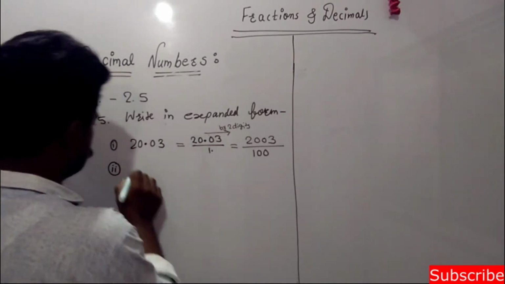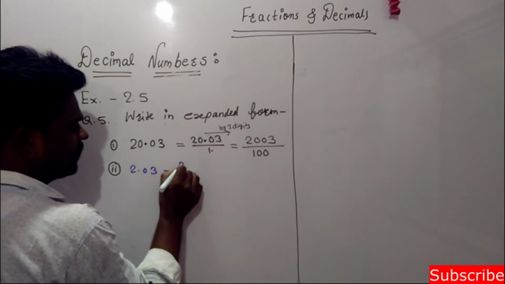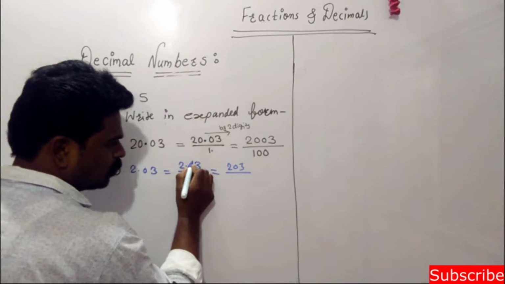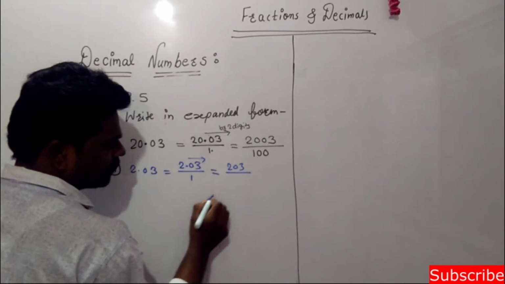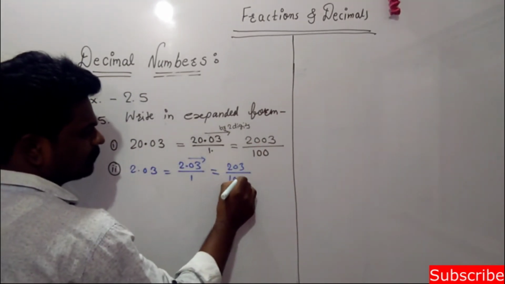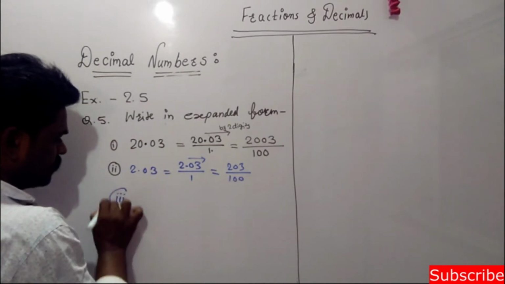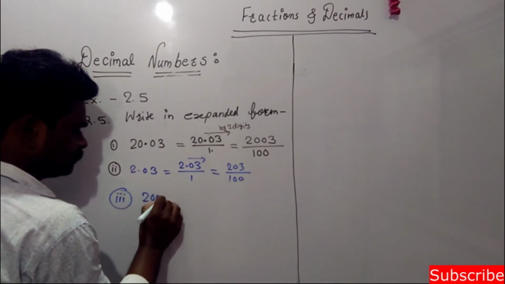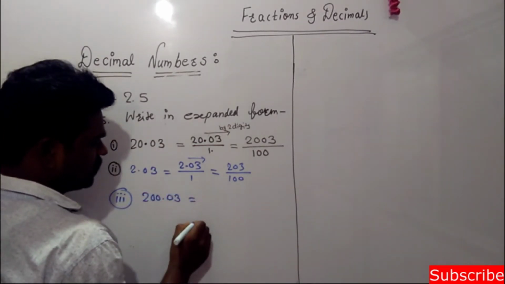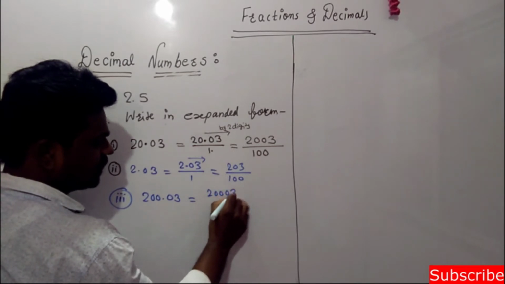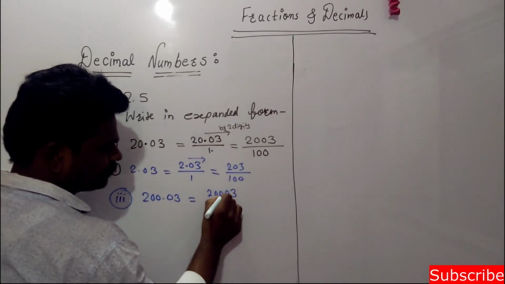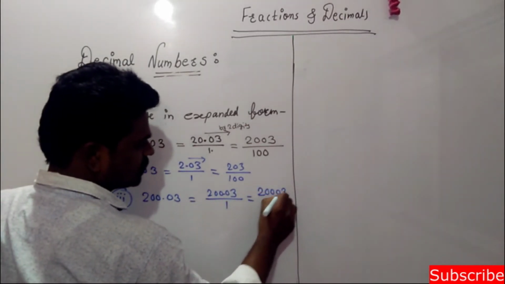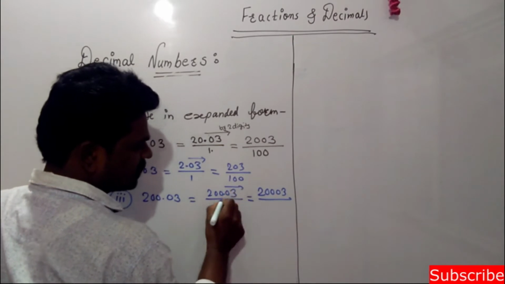2.03. So we can write it as 2.03 divided by 1. So it is equal to 203 divided by 100, since we have shifted this decimal point by 2 digits. So we'll write here 100. Number 3, students, the third one: 200.03. So it is equal to 200.03 divided by 1. This can be written as 20003 divided by 100.